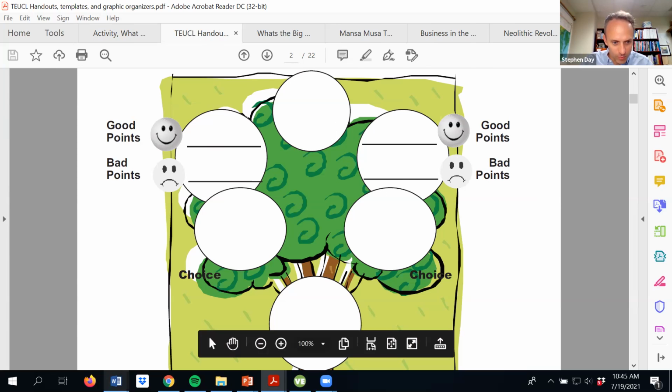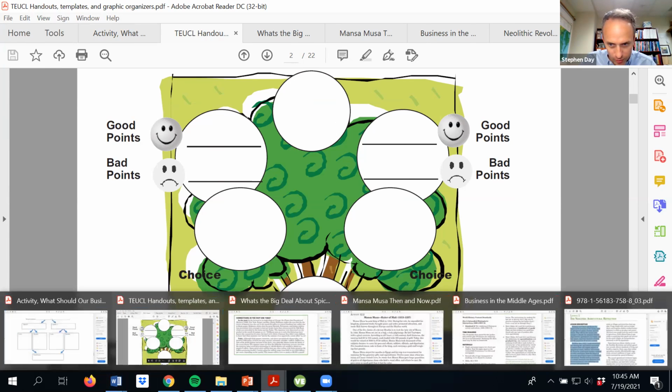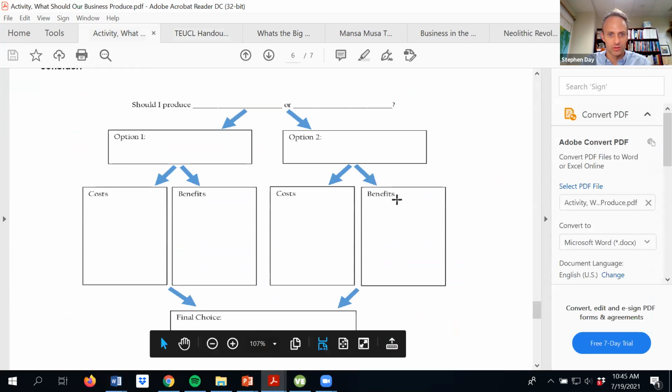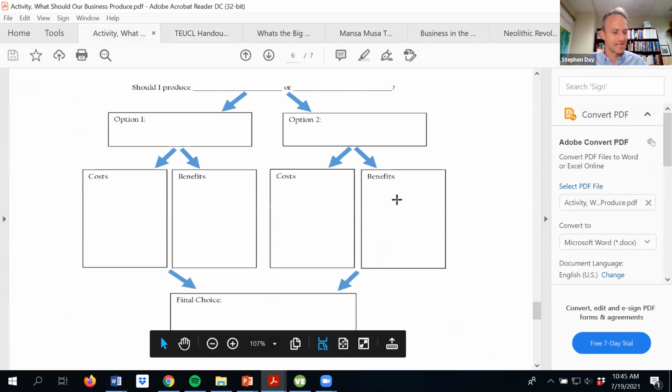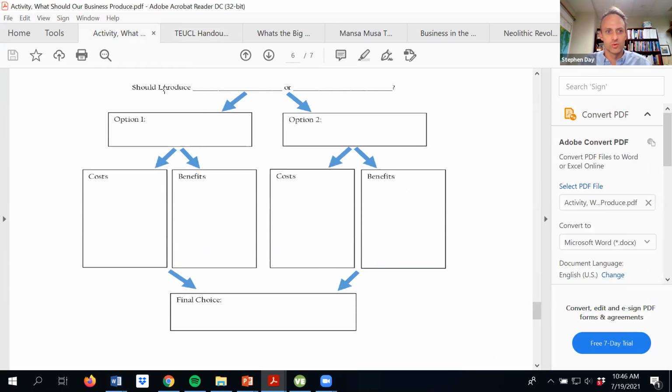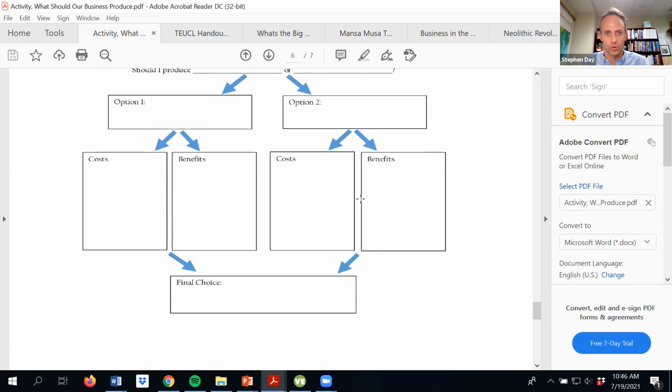Here's another way you can have it. Here's another decision tree where you can see, this is upside down from the other one. This one is what should I produce, but what is my choice? You have two options, and it's basically two cost benefit analyses side by side from each other. And you use this when you have two really distinct choices you could do. I could do this or I could do that. And then you line up the cost benefit analysis right by each other.